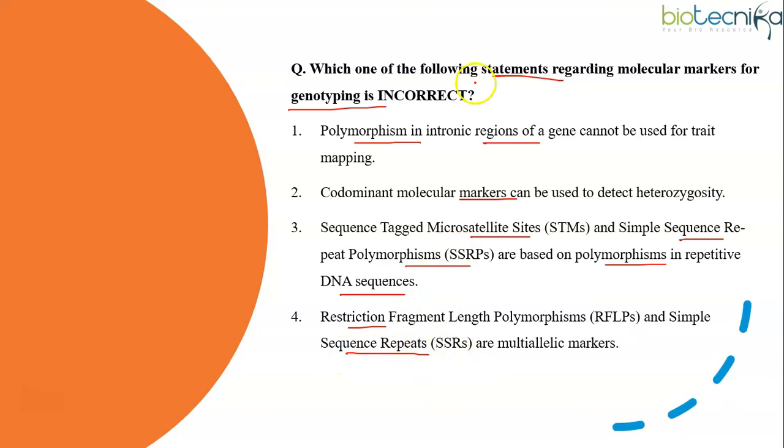Now to answer this question, you need to be familiar with what STMs are, what SSRPs are, what RFLPs and SSRs are, and what codominant markers are. So it's a memory based question and you simply have to recall what you have studied about these markers, and accordingly find out whether the statement is correct or incorrect.